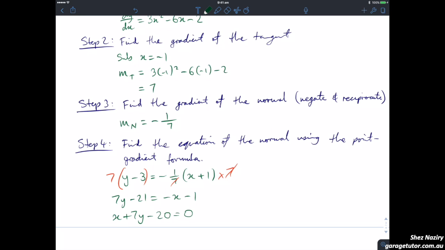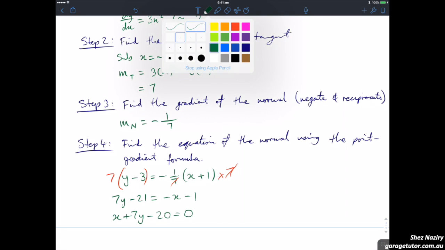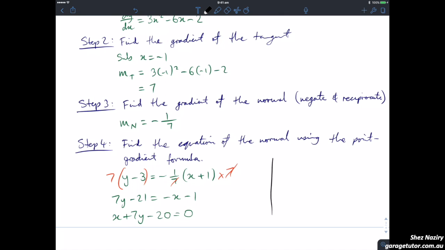Got it? If the question asks us to sketch this, how would you sketch a line? You should remember this from functions. You find the x-intercept and y-intercept. So let's do that right now real quickly. I let y equal 0, so that will give me x is 20. And then I let x be 0, and that will give me 20 over 7. So the graph will look something like this.